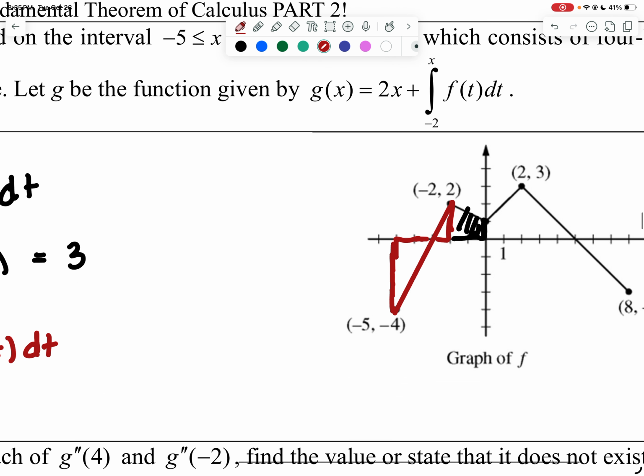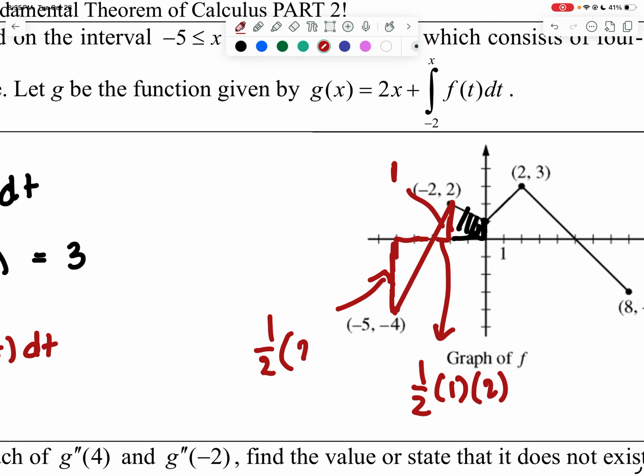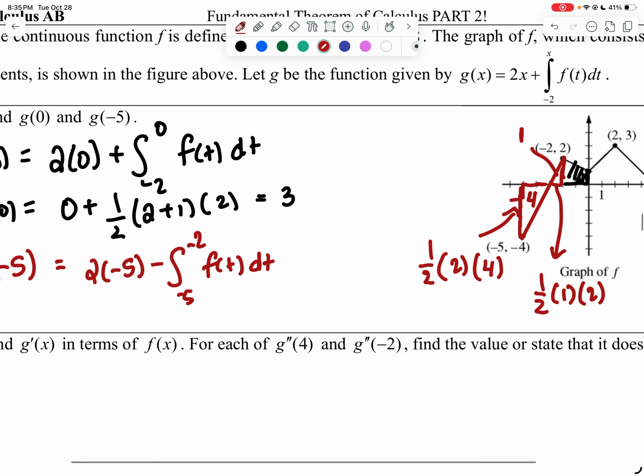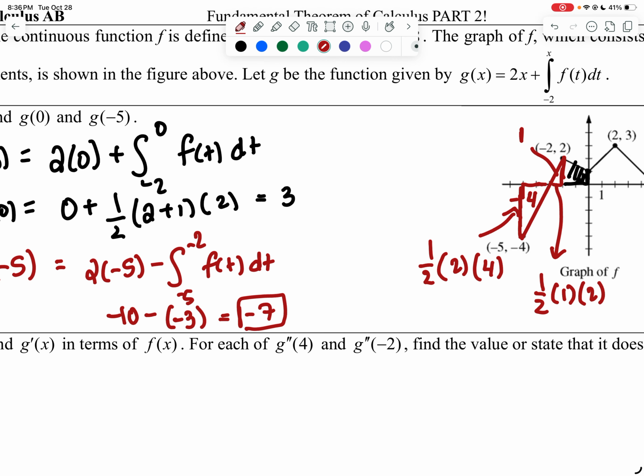All right, this right here is going to be 1/2 times 1. Your height is 2, so that's just 1. Then this right here is going to be 1/2 times 2. Looks like your height is 4. Let's see, so that gives us 4. Since it's below, that's going to be a -4. So then we get 1 minus 4, which gives us a -3. So then we get -10 minus -3, which gives us -7 as our answer. Ooh, that was a mess.